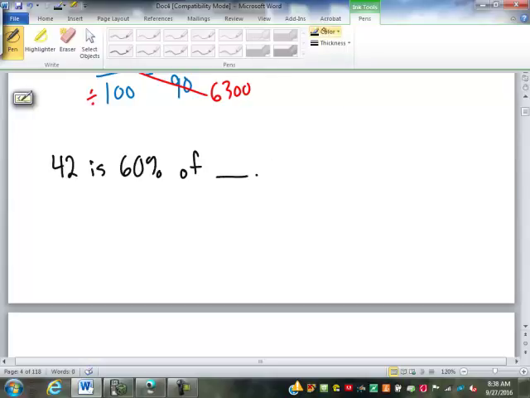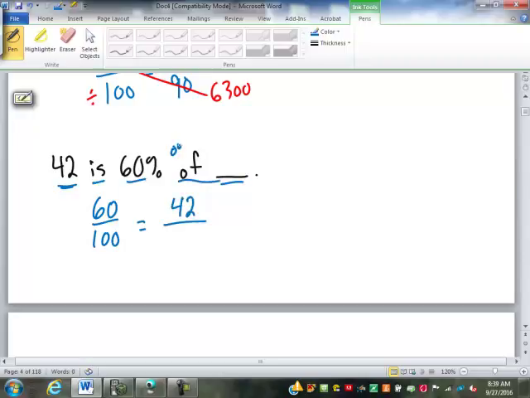This one's worded a little different. 42 is 60% of blank. So we have the percent still, so 60% is 60 out of 100. We have the 42 in the blank. Which one matches up with the 60? Yeah, 42 is 60%.